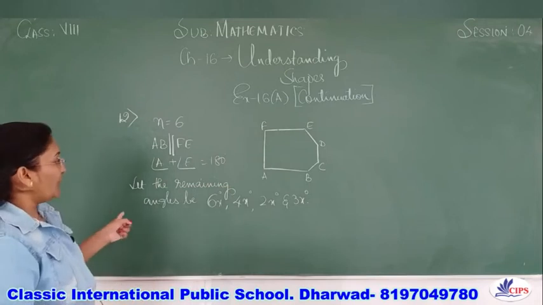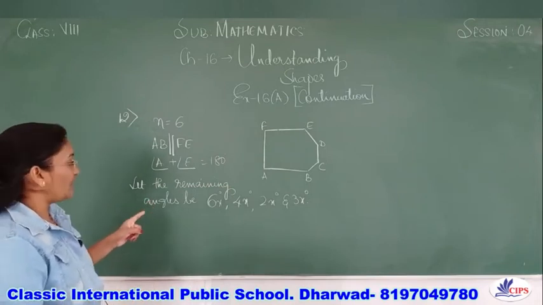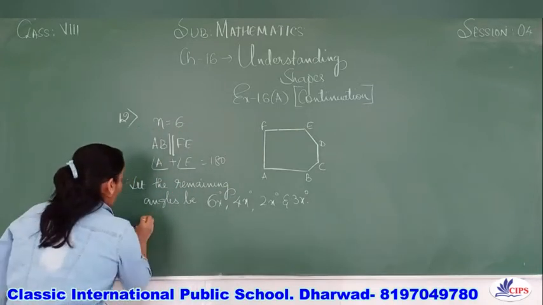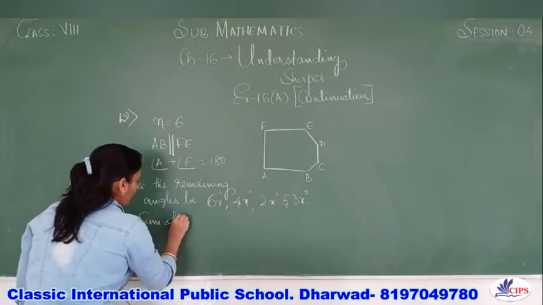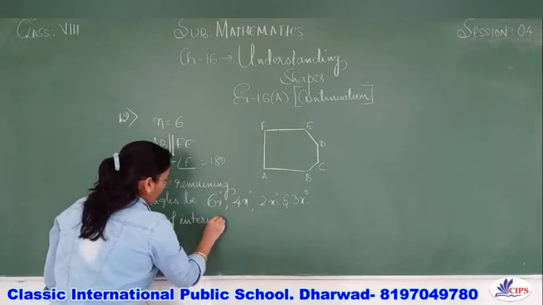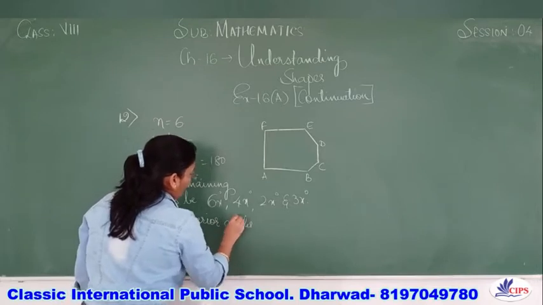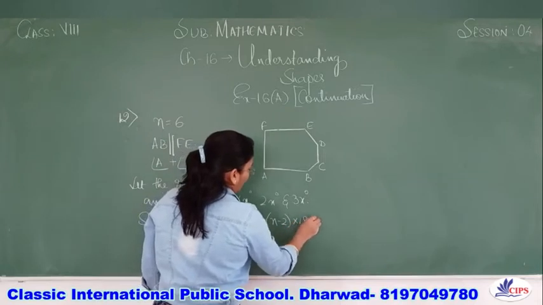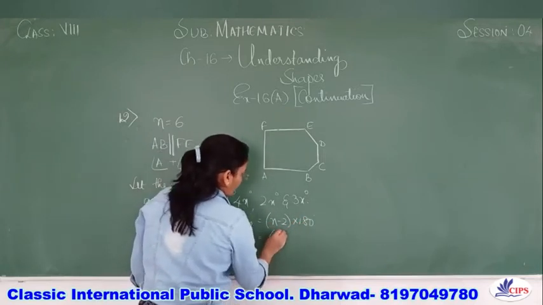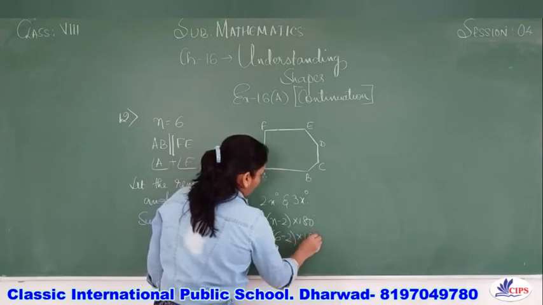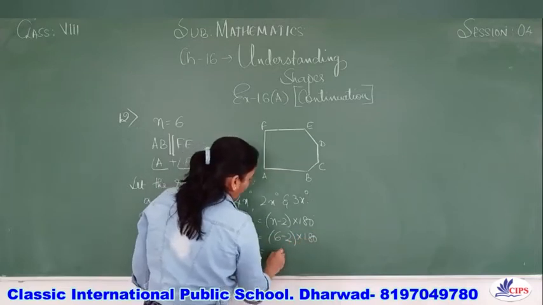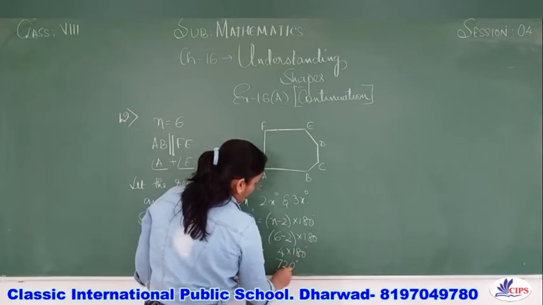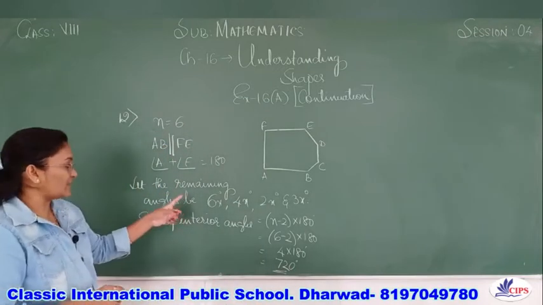Now what will be the sum of the angles? As it is a hexagon, let us find the sum of interior angles. What is the formula to find the sum of interior angles? (n minus 2) into 180 degree. As our n is 6, it's (6 minus 2) into 180 degree. 6 minus 2 is 4. So 4 into 180 is 720 degree. Now using this, let us find the value of x.